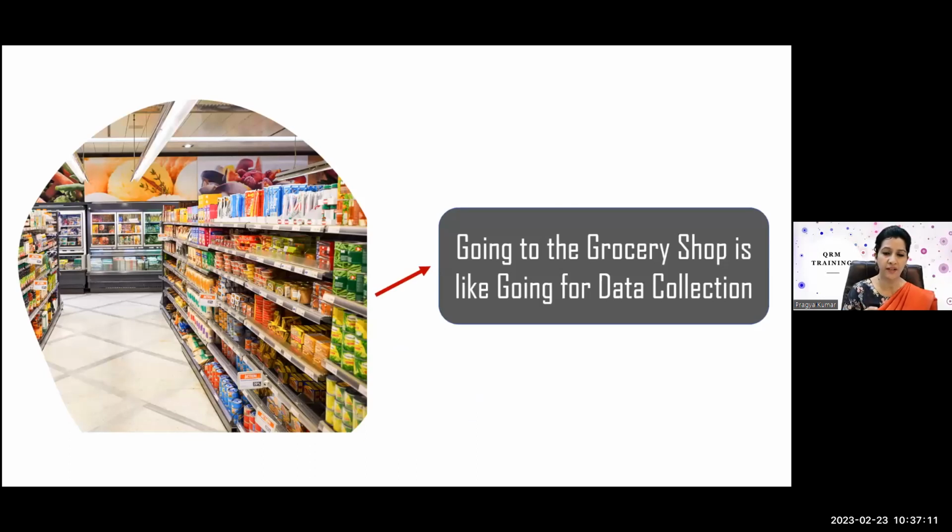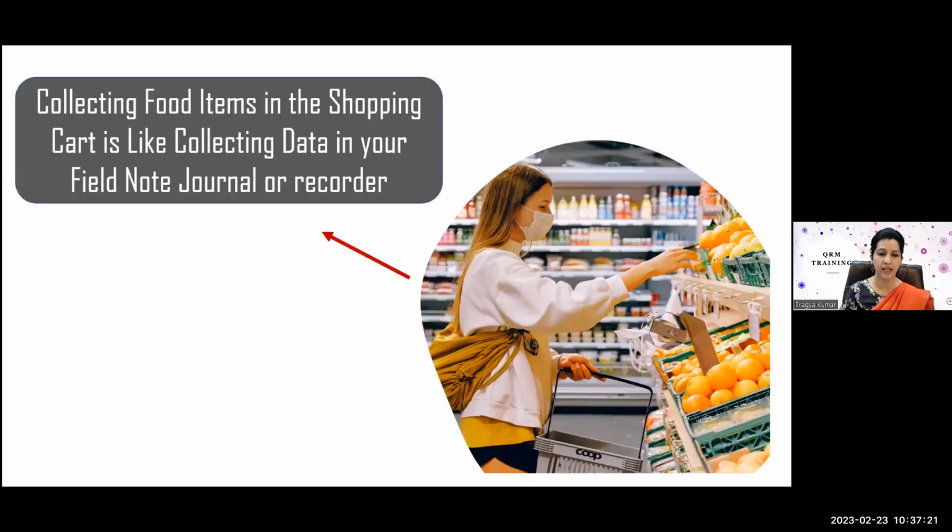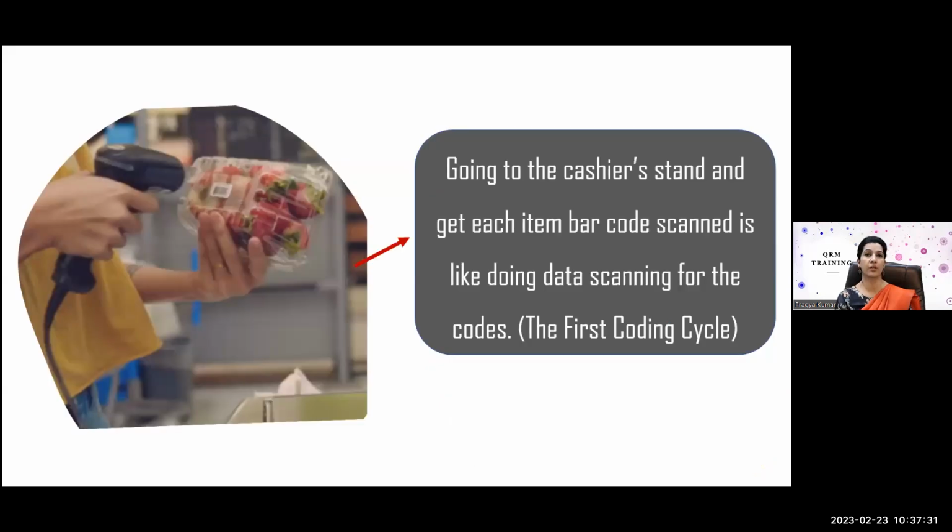So I discussed that when you go to a grocery shop and you collect the data, going to a grocery shop is like data collection. Then collecting food items in a shopping cart is like collecting data in your field notes journal or the recorder. You have put everything in the cart, that is in the recorder. Then you make a transcript. Then you go to the cashier stand and each item gets a barcode, which is the first cycle coding method. What is what? Vegetable, the other is maybe grocery, the other things. You are just naming the things which you have kept in the cart. That is the first cycle coding method.